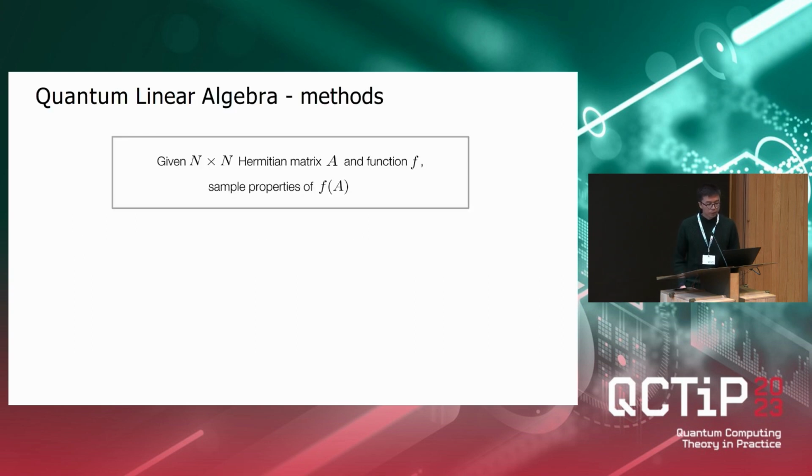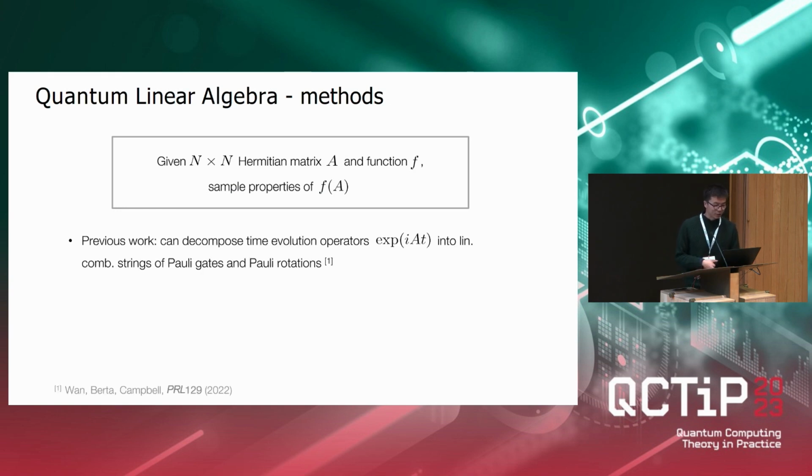And the problem we'll aim for is, given some function f that we're interested in, and the matrix A, we'd like to try and sample properties of f of A. And in terms of the methods we use, I'm sorry to say there's nothing really new here. We essentially use previously established techniques, so sorry to disappoint, but they are really nice. So I'd just like to briefly summarize them.